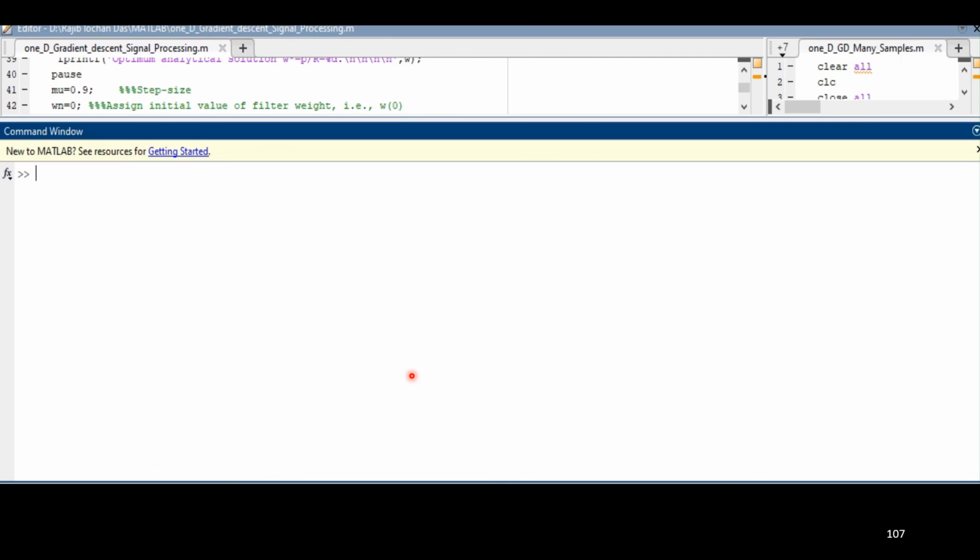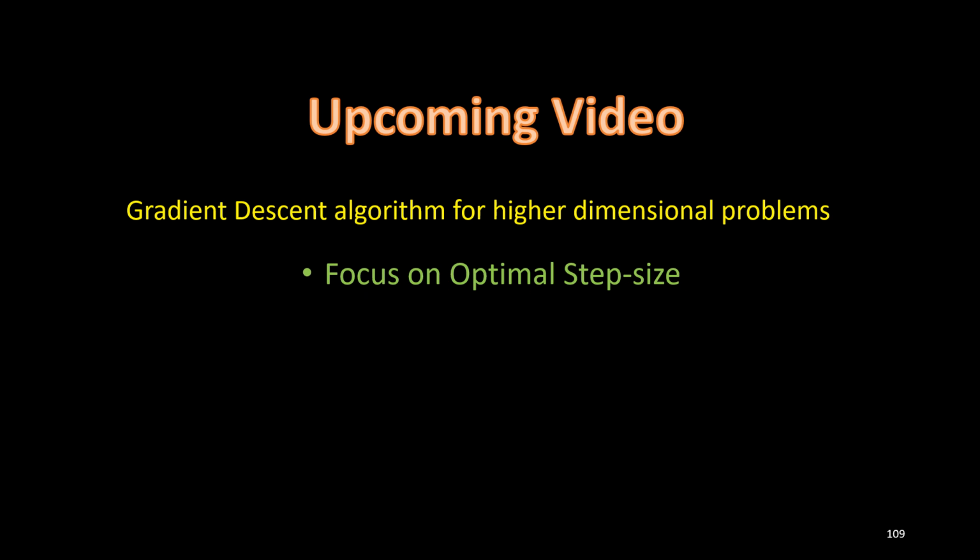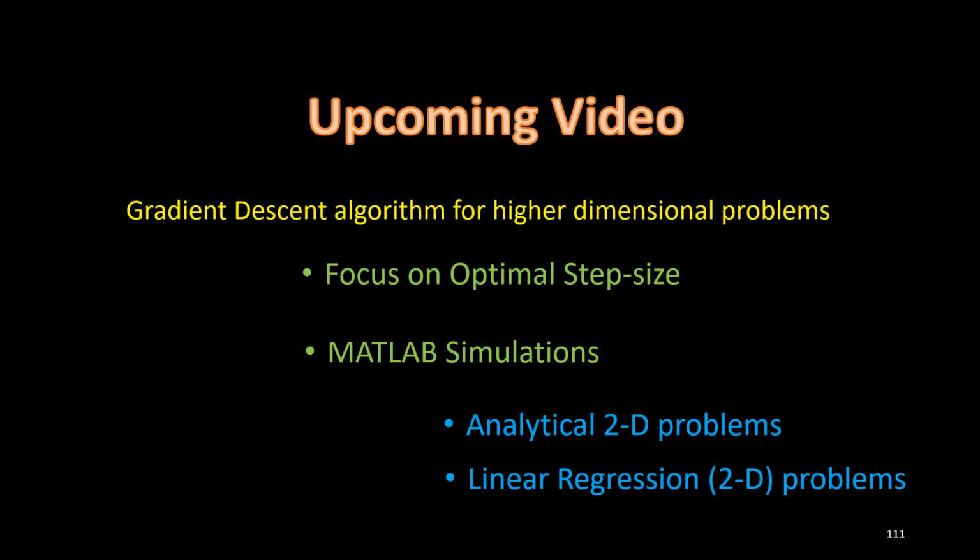Okay, so this is one issue: how to choose this step size mu. That will be discussed in detail in the next lectures, how to find the optimal step size, especially for the higher order gradient descent algorithm. In the upcoming video we'll discuss the higher dimensional problem, dimension 2 and more, and the main focus will be on the optimal step size. We'll also give you the MATLAB simulation results, and I'll show you step by step how it is converging. There I'll consider the contour plots, everything. So please keep watching. I'll consider one analytical 2D problem, and I'll also show one linear regression 2D problem from machine learning.